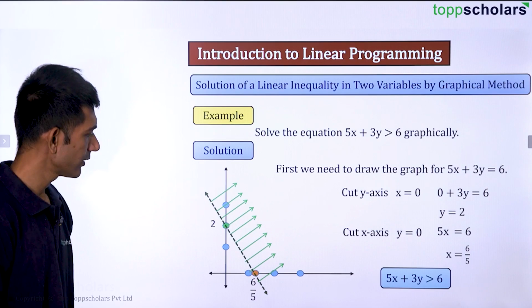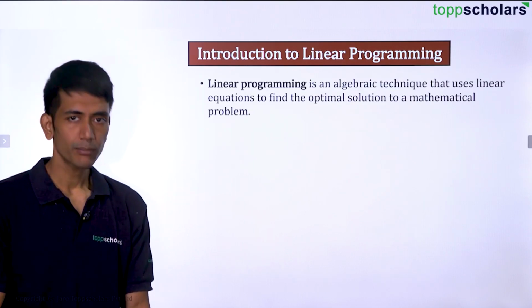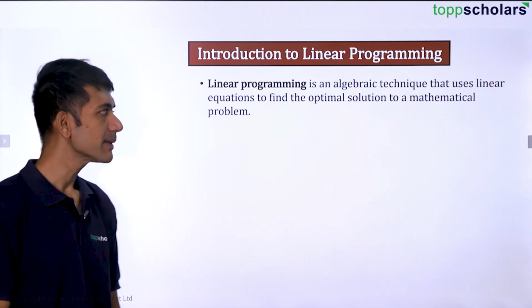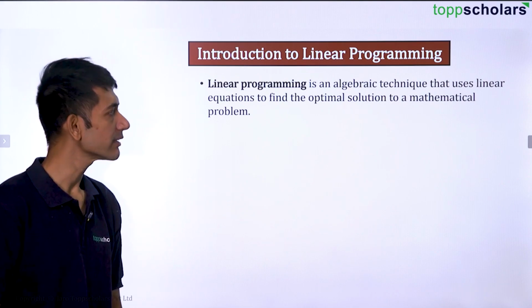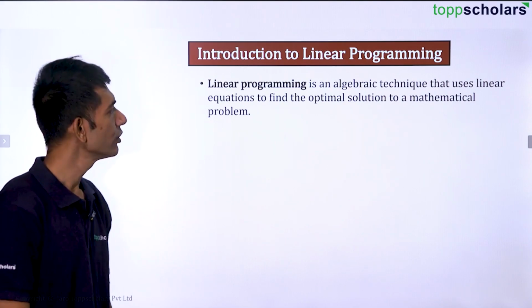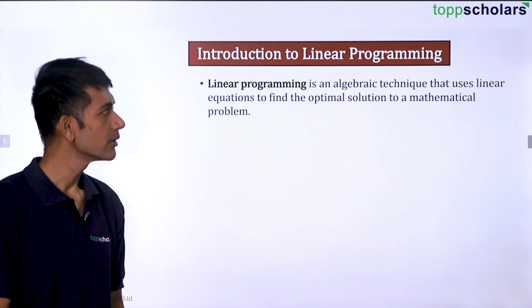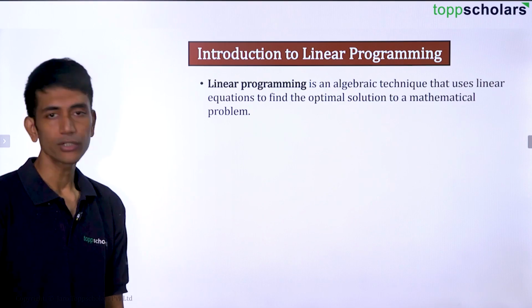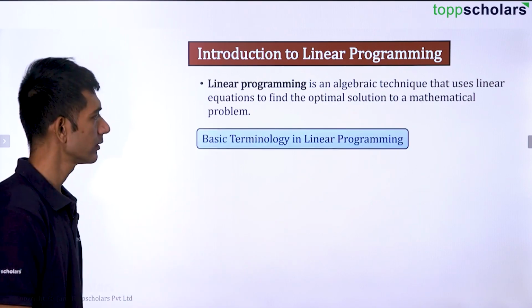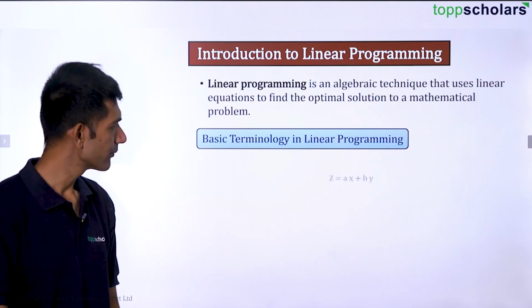Okay, let's continue. Linear programming, basically, is an algebraic technique that uses linear equations to find the optimal solution to a mathematical problem. So what is linear programming used for? Linear programming is used for finding the optimal solution to a mathematical problem. Now let us talk about the basic terminologies in linear programming.